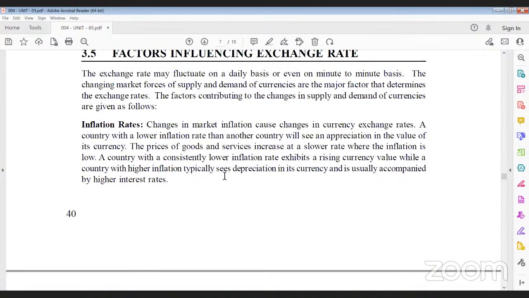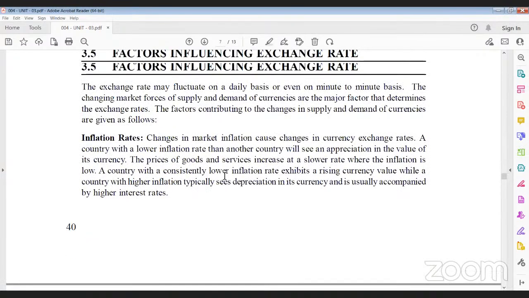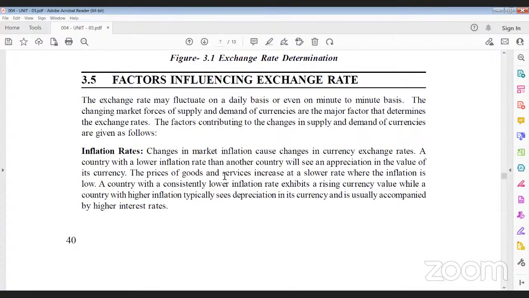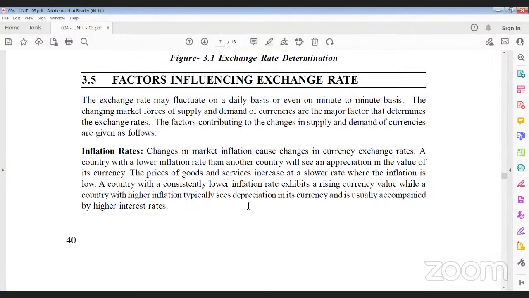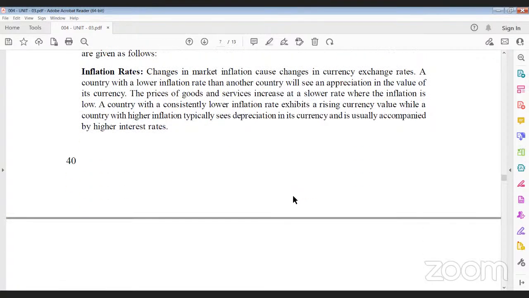Now, after learning about various exchange rates, let us look at the various factors which have direct or indirect influence on the exchange rates, the influences that increase or decrease the rates. And number one is the inflation rate.